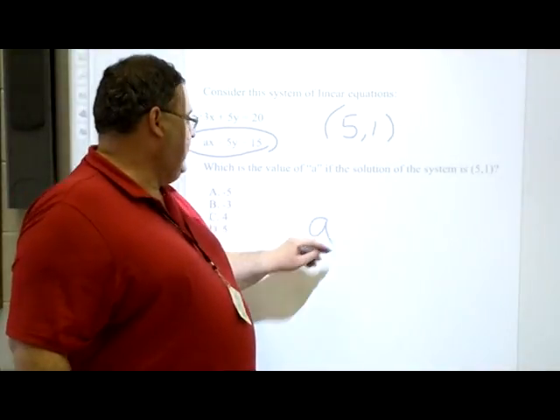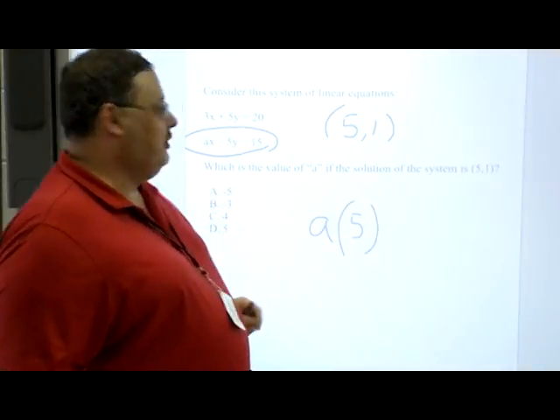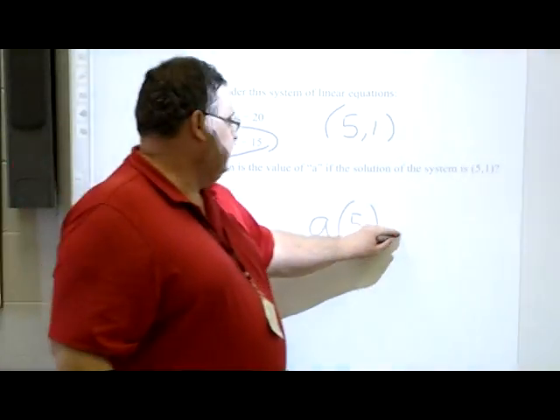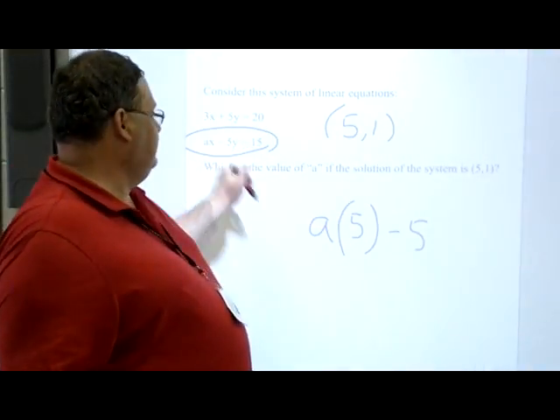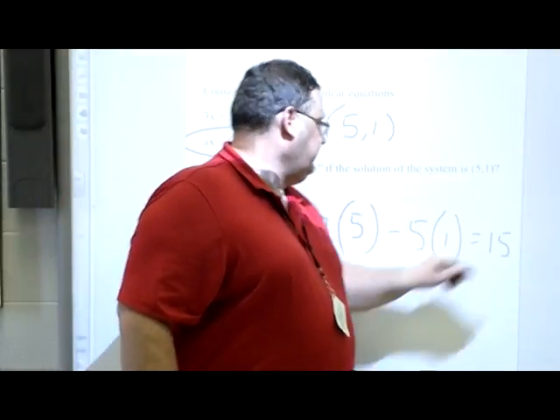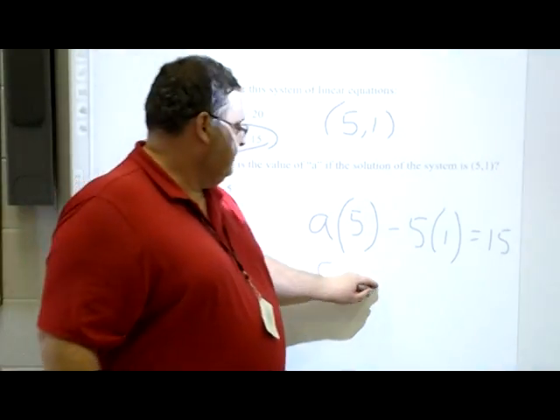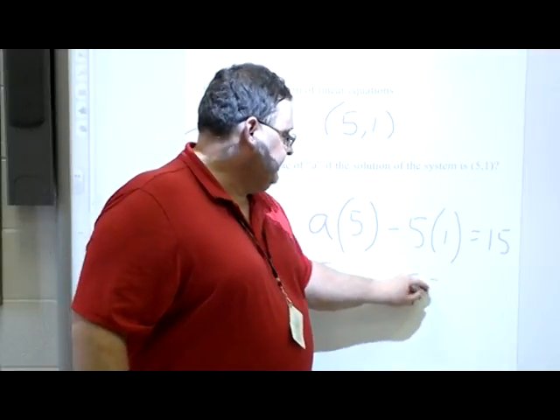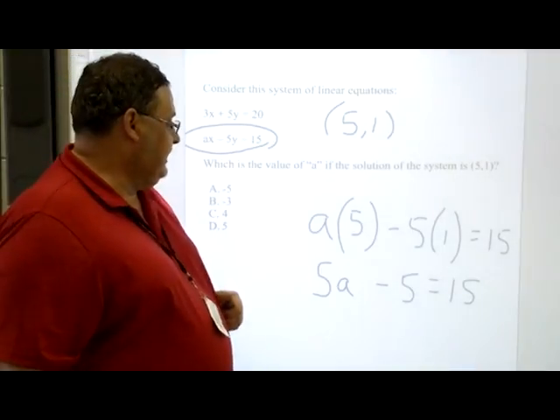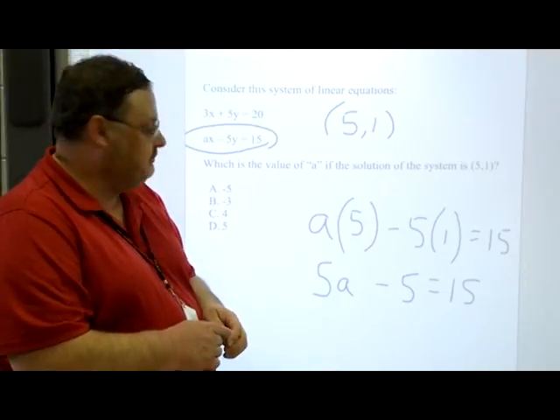So let's say A times the X value is 5. I know that because they told me this was my solution. And minus 5 times my Y value, which was 1, equals 15. And now this becomes A times 5, or 5 times A. Minus 5 times 1 is 5, equals 15. And now we're just going to use algebra, and you'll hear me use some language that you can watch or ask me about in other videos on 1-step and 2-step problem solving.